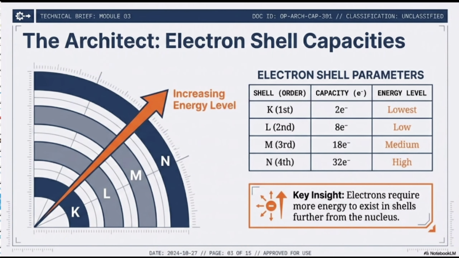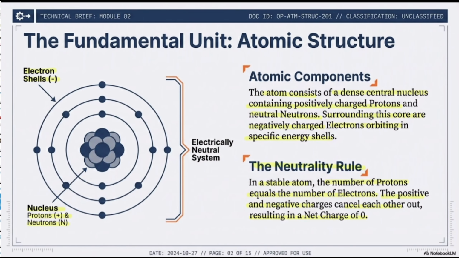So let's talk about the architecture. Let's talk about electron shell capacities. What are they? How are we going to distinguish them? As you see here, there are different types of shells around the nucleus itself. Each of these orbits, or paths that electrons use to orbit around the nucleus, has a specific name, from the closest one to the furthest one.